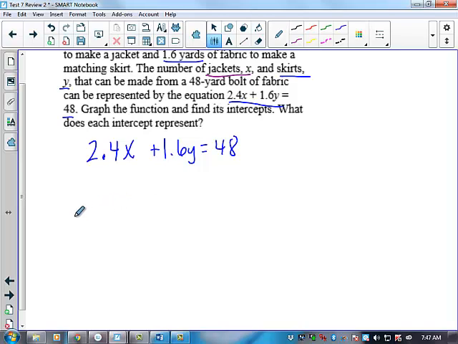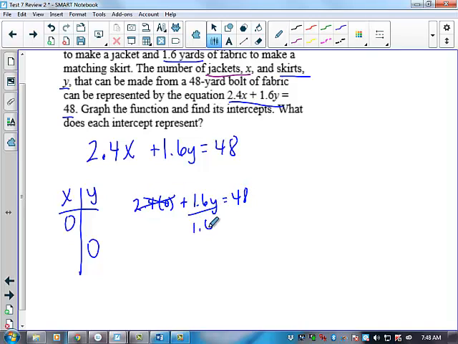Remember, we've already done some of these on this review. When we're finding intercepts, we say x and y t-chart, 0 for x, 0 for y, solve, right? So I have 2.4 times 0 plus 1.6y equals 48. So that will cancel out. Divide by 1.6 on both sides. So 48 divided by 1.6 gives me 30. So y equals 30. And I want you to look at what y was. Y was skirts, right?